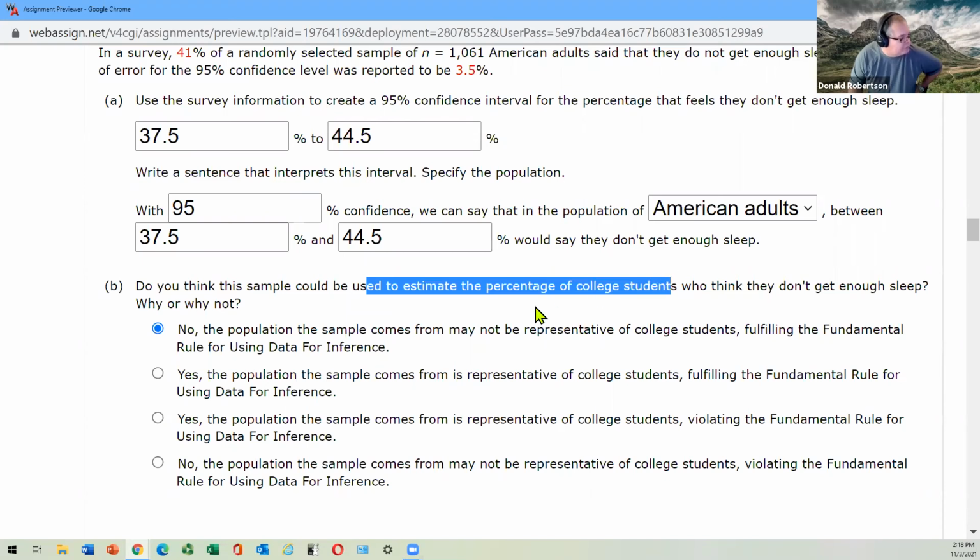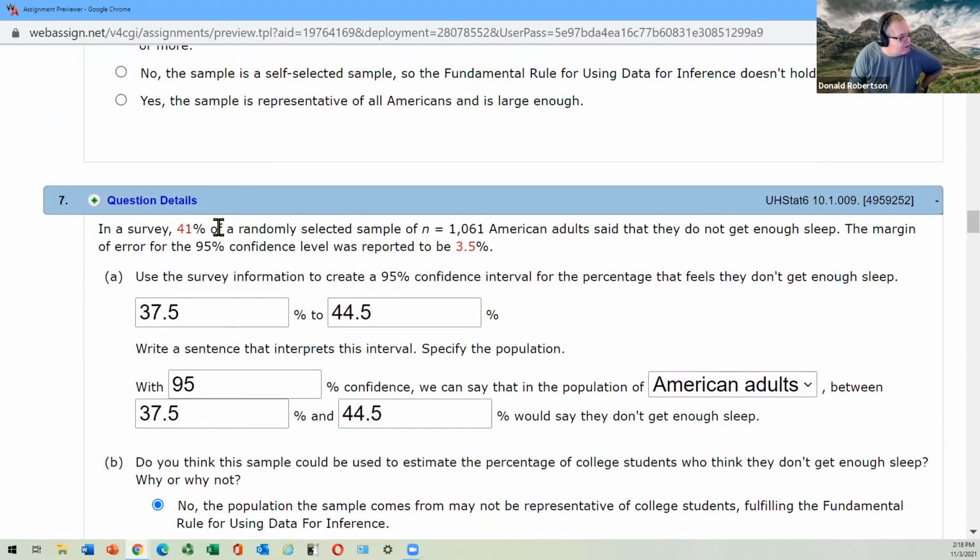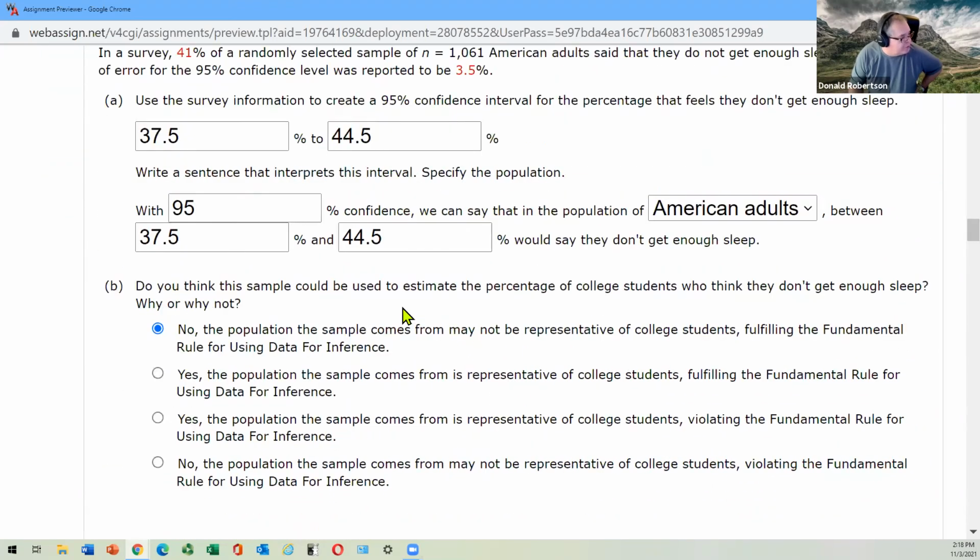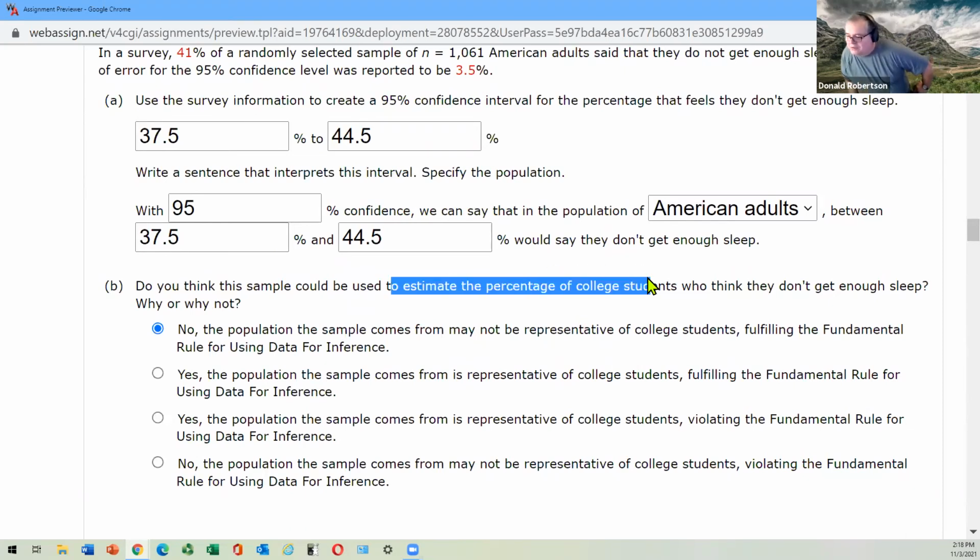I don't even know if this has a name, but isn't the rule that we're breaking here using information about a population to predict what we think a subgroup of that population might be? Right? I don't think it's got a name, but I certainly wouldn't use it anyway.